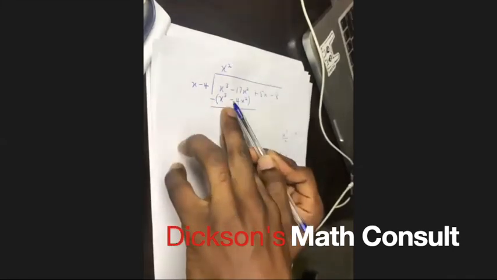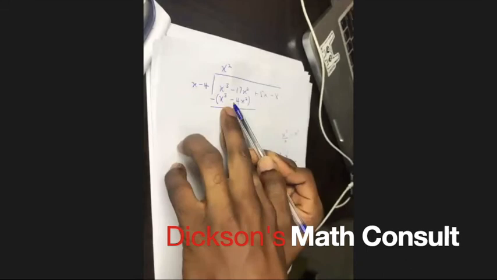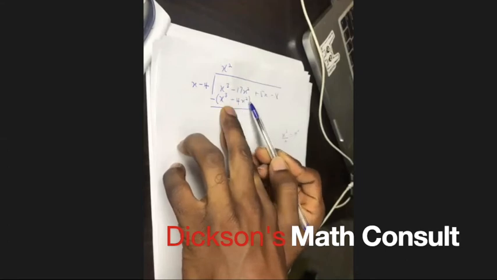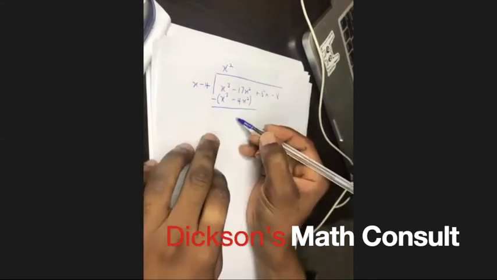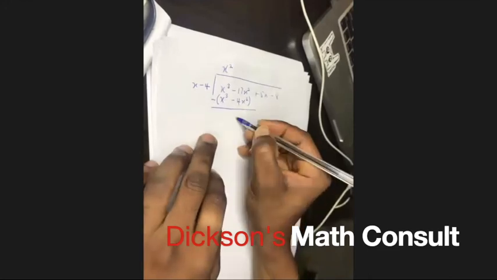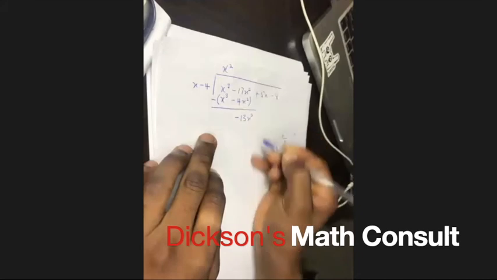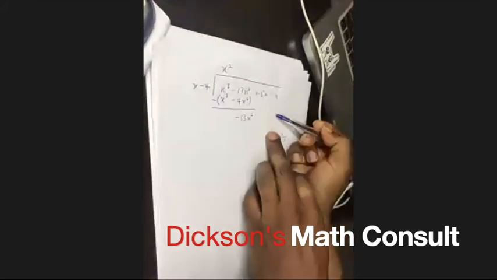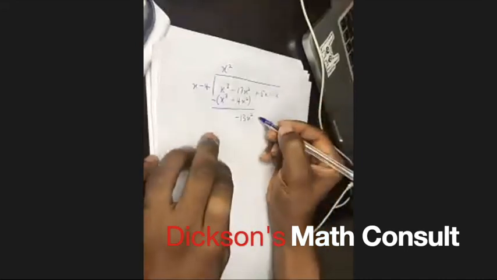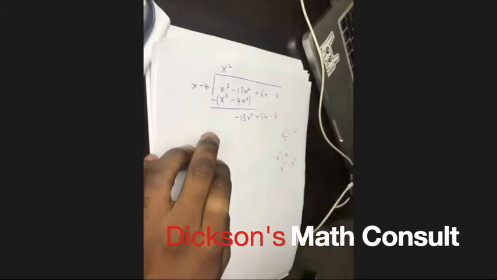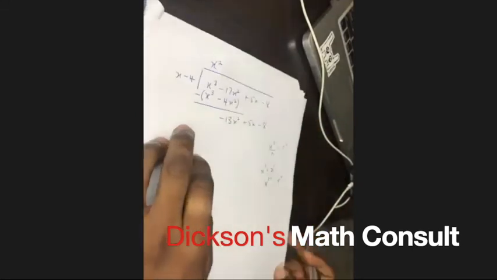Now I have negative and negative. So what do you think it will be? Positive 4x squared. So negative 17 plus 4x squared, what do you think you will have? Negative 13x squared. Now I can bring all the values I have left. So the plus 5x comes down and then minus 8 follows. So this is what I have.